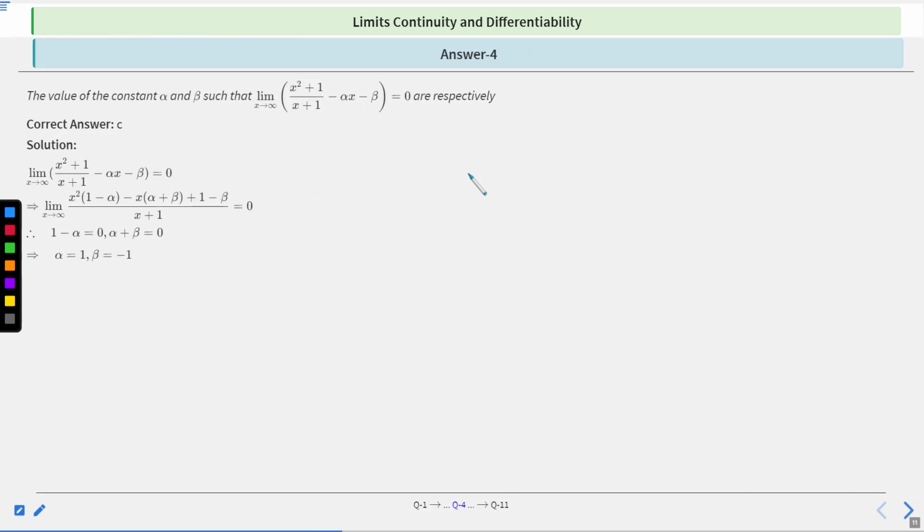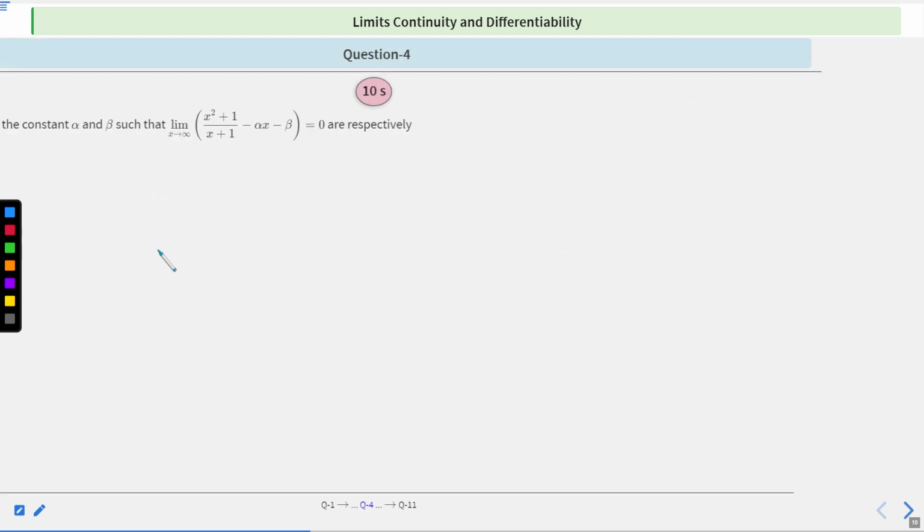Let's move to the solution part. The limit as x tends to infinity of (x squared plus 1) upon (x plus 1) minus alpha x minus beta is equal to 0. So after adjusting this, you will get the limit as x tends to infinity of (x squared (1 minus alpha) minus (alpha plus beta) x plus (1 minus beta)) upon (x plus 1) is equal to 0. So 1 minus alpha is equal to 0 and alpha plus beta is equal to 0. After solving this, you will get alpha equal to 1 and beta equal to minus 1, right? So I think option C is the right choice.